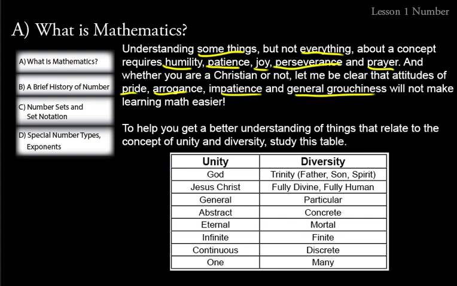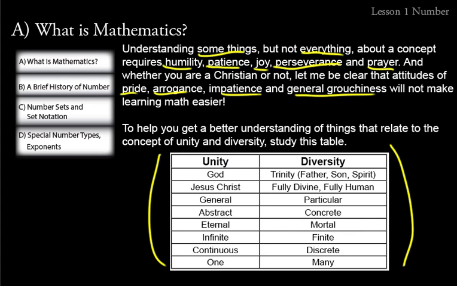So to help you get a better understanding of things that relate to the concept of unity and diversity, you can study this table. You don't need to write this down, but you may have some questions in the practice sets later about it, so you know where to find it. It's in the Lesson 1 reading assignment. But God is also 3 persons, Father, Son, Spirit. Jesus Christ is also fully divine, fully human. You see the connection there between one thing and many things? Something general can also be particular. We can have particular examples of a general thing. That's algebra. Something abstract can have concrete examples of it.